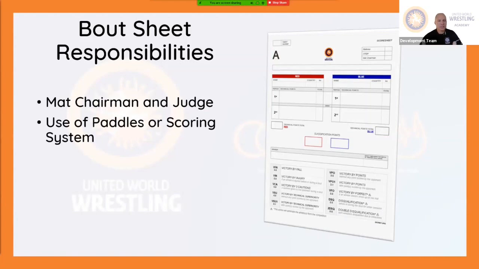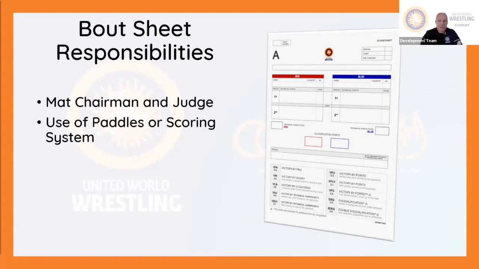Also, from just a mechanics perspective, using paddles for the scoring system. Anytime you're using paddles to score your points, a couple of things are important. Number one, make sure you hold those up as high as you possibly can, so that the mat chairman is able to see them if you're the judge, or really just for the coaches and spectators to know what you scored. So don't hold those directly in front of your body. Make sure you get those up above your head.